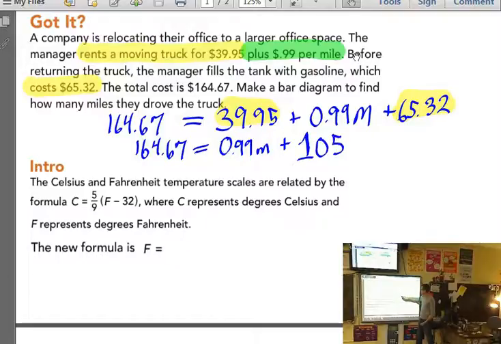I believe this should be 105.27. Yes, that's right. Whoever said no, I didn't. Well, wait, no, I did it a different way. Did you do the addition a different way, or did you subtract each of those individually?